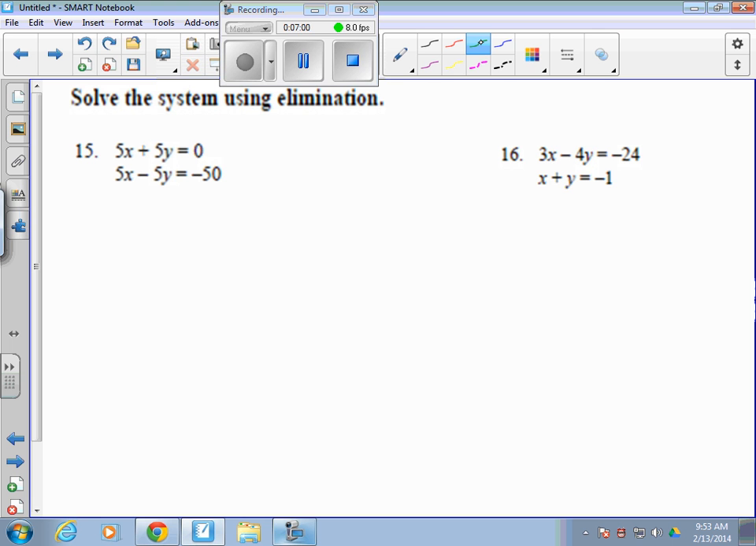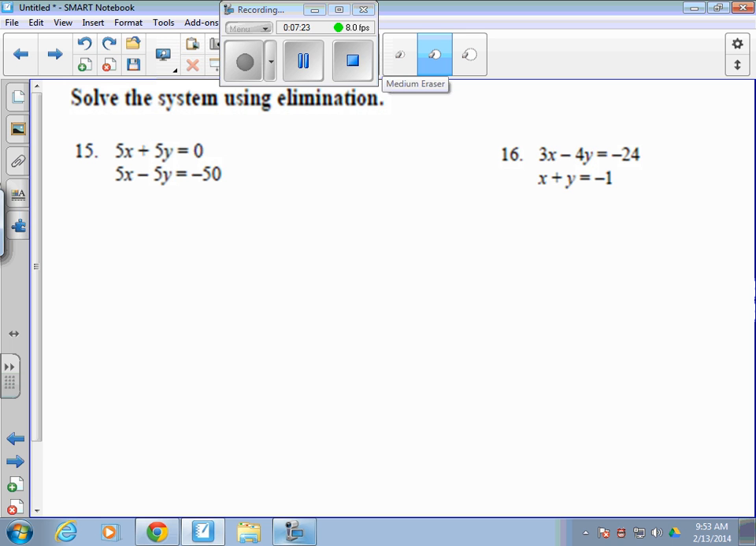15 and 16, we're solving these using elimination. First thing you've got to do is check to see if you can eliminate by combining. Remember, elimination and combination are the same way to describe this method. You have to make sure your x's are on top of your x's. We got that. X's are good. Y's are on top of y's. Equals are in line. Constants on top of constants. We're good for all of those things. So everything's lined up nice and neat.